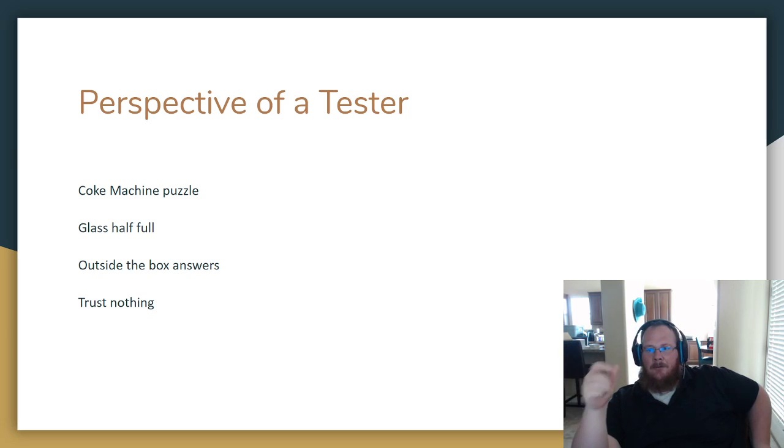Okay, perspective of a tester. Now, these are things that help define what is a good software tester. I often ask the Coke machine puzzle or problem when I go to interview a new software tester. Basically, I want to gauge the way that their minds approach a task. The Coke machine puzzle is: you and I are walking down the street, and I want you to envision this. You and I are walking down the street, and there's a Coke machine.